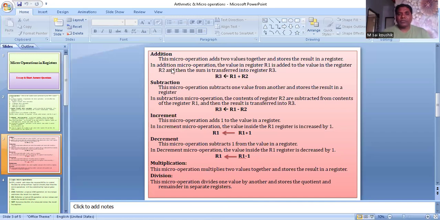So addition means what? This micro operation adds two values together and stores the result in a register. Subtraction means the micro operation subtracts one value from another and stores the result in the register.